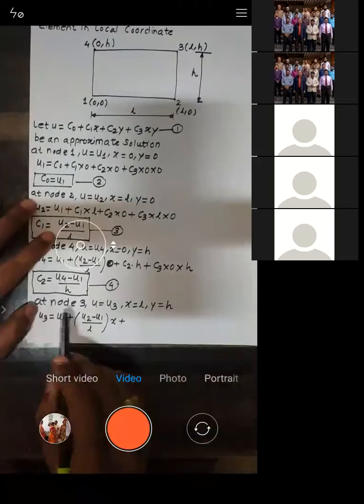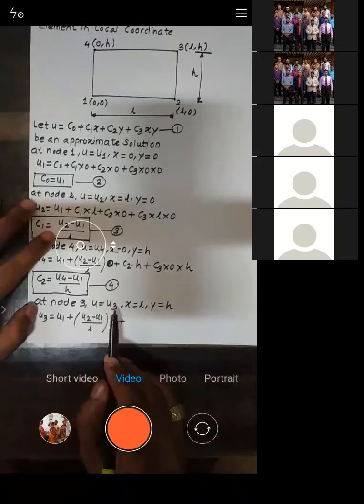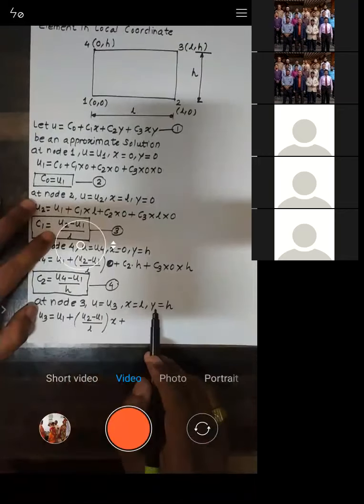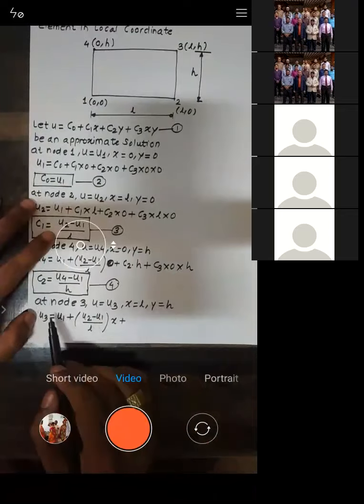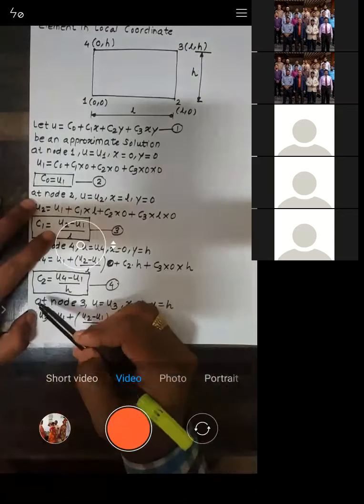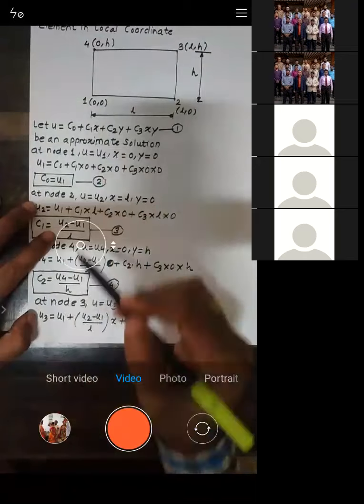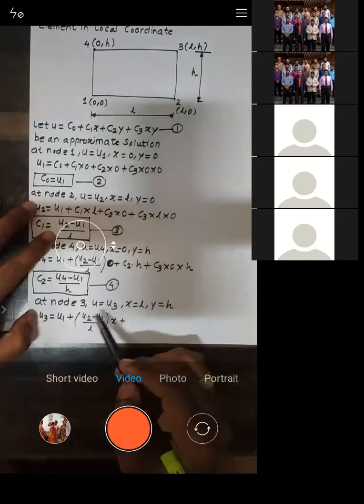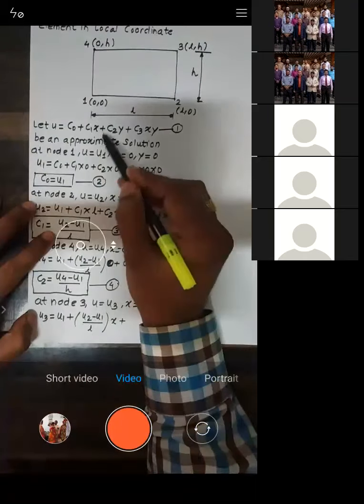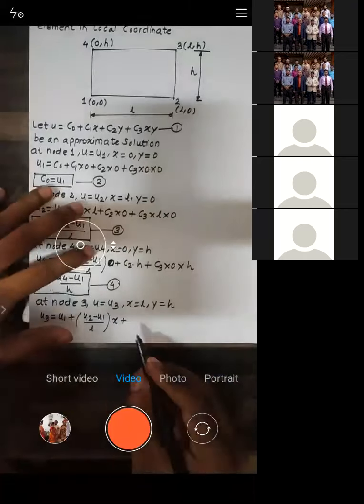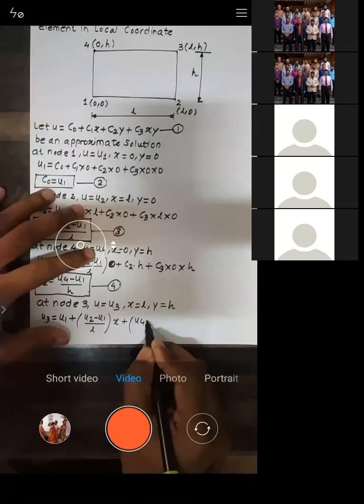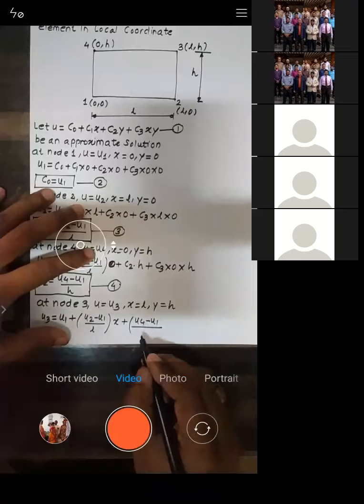Okay, now I will go to node 3. So at node 3, displacement is U3, X is L, and Y is H. So I will put those values. U is equal to U3, C0 is equal to U1, plus C1 is U2 minus U1 by L into X, plus C2, the value I calculated just a while before, that is U4 minus U1 by H.